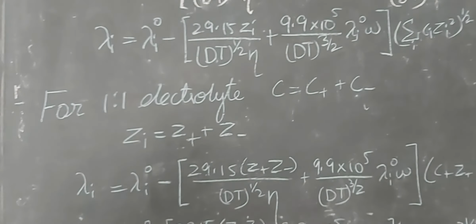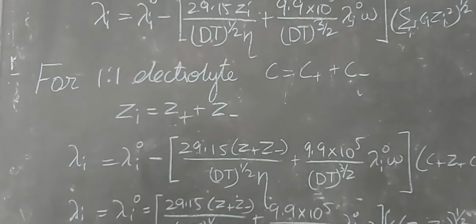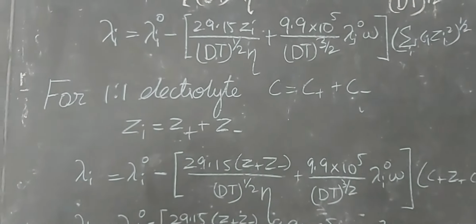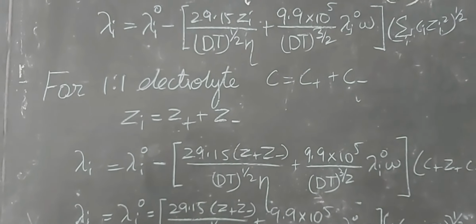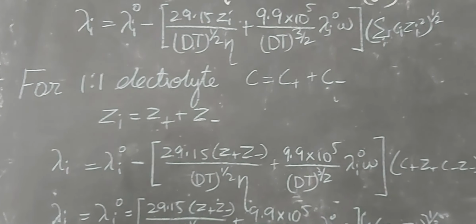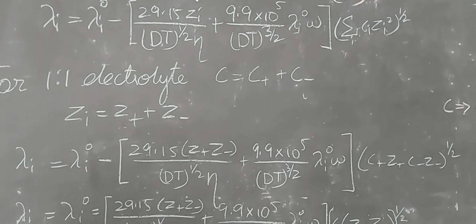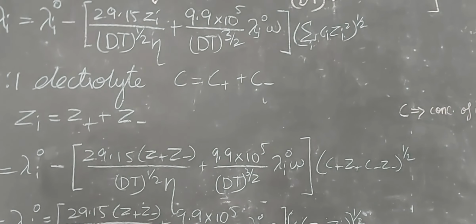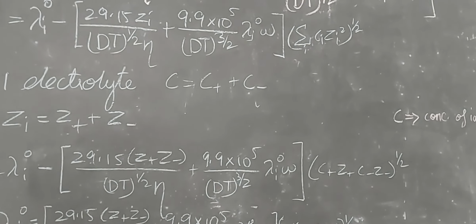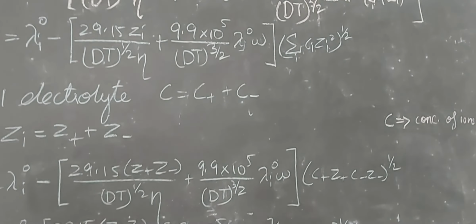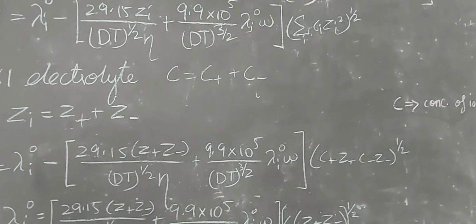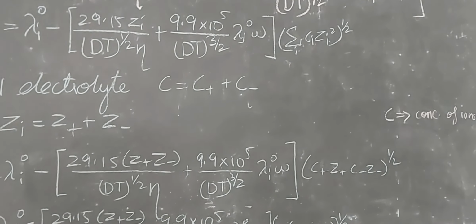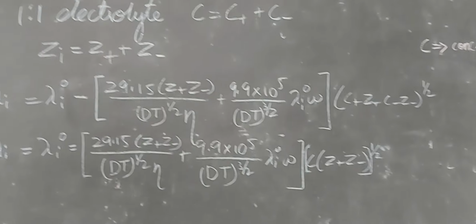So what will I get? Lambda I equal to lambda I naught minus 29.15 into Z plus Z minus divided by dt whole to the power of 1 by 2 into eta plus 9.9 into 10 to the power of 5 divided by dt whole to the power of 3 by 2 into lambda I naught omega into C plus Z plus C minus Z minus whole power 1 by 2. C is the concentration of ions. As the concentration of all the ions will be the same in a solution, I am taking C plus and C minus as C in the next step.